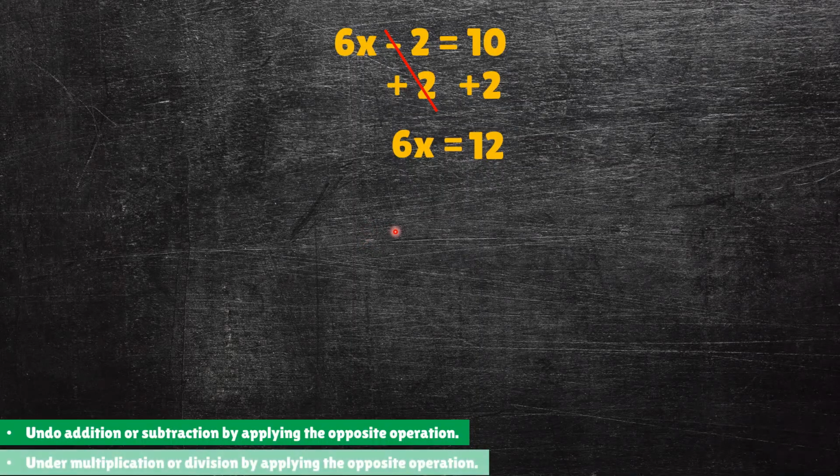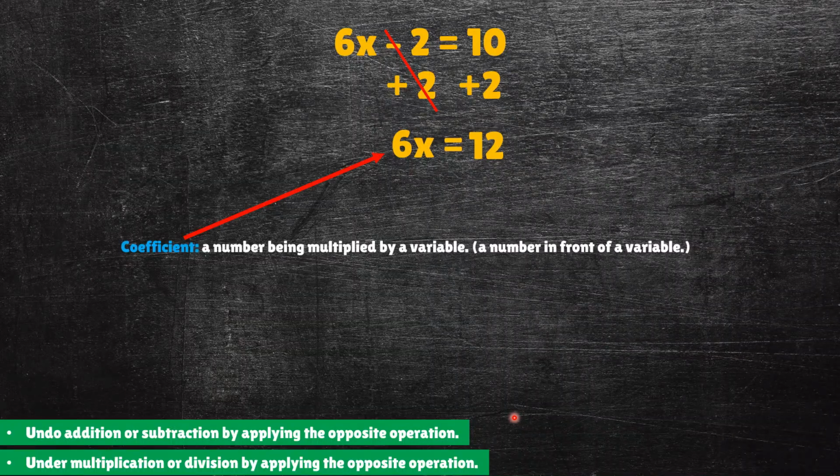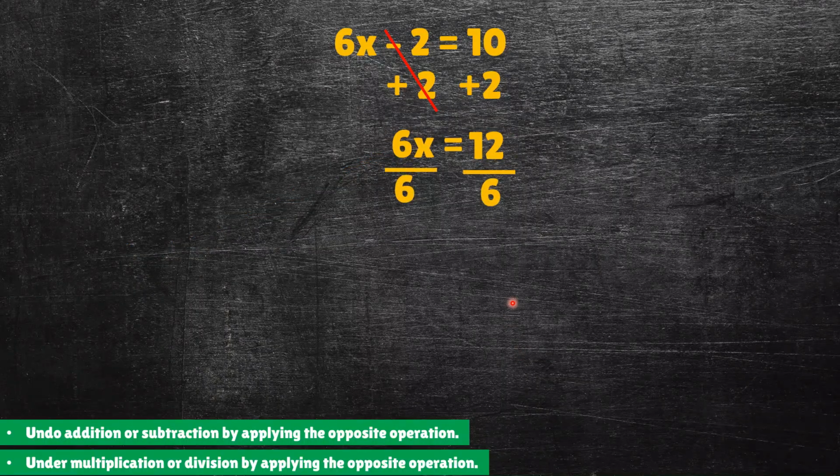Undo multiplication or division by applying the opposite operation. In this one, we have a number in front of the variable. This is called a coefficient. A coefficient is a number being multiplied by a variable. So, we want to do the opposite of multiplying by 6, which is dividing by 6. That fraction bar in the middle means division.